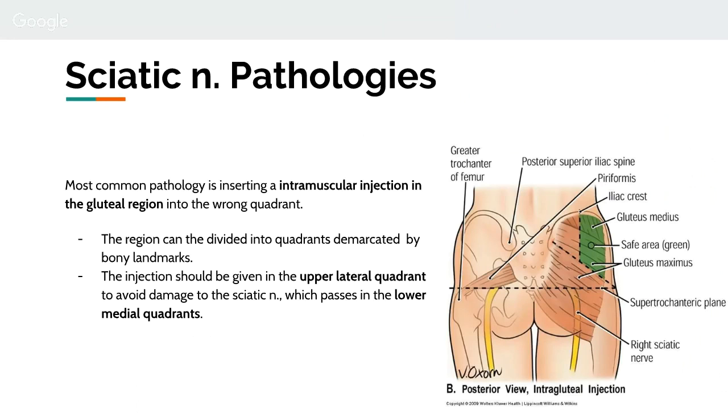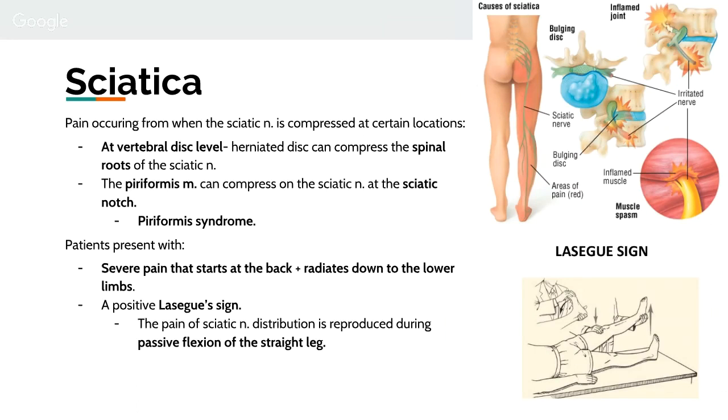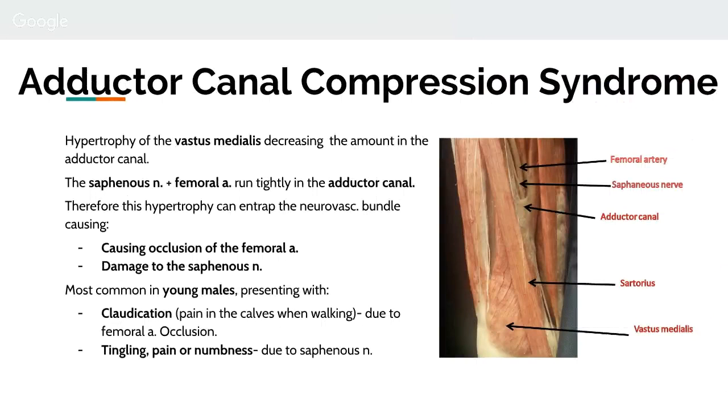Sciatic nerve, we went through that. Sciatica, went through that. Compartments, the compression syndrome even. Look, common in young males, occlusion of the femoral artery, damage to the saphenous nerve. You know when some dudes gym their vastus medialis way more than their hamstrings? It's a recipe for disaster. You get adductor canal compression syndrome. So, keep a healthy balance.